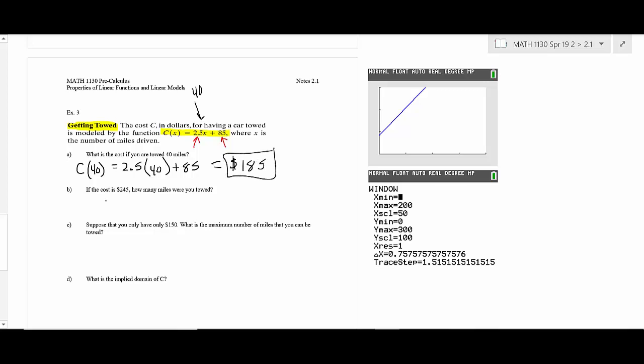All right, and let's see. The next one says if the cost is $245, how many miles were you towed? So where do you put the 245 to solve this problem?